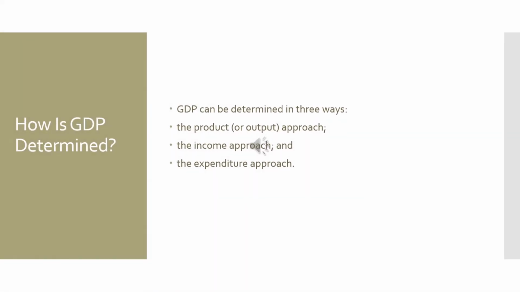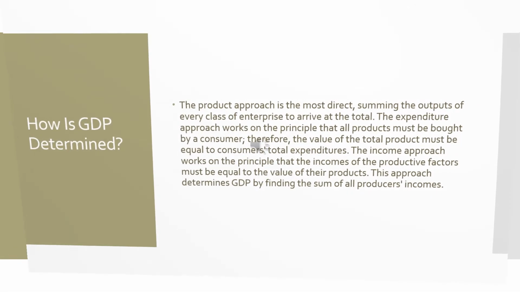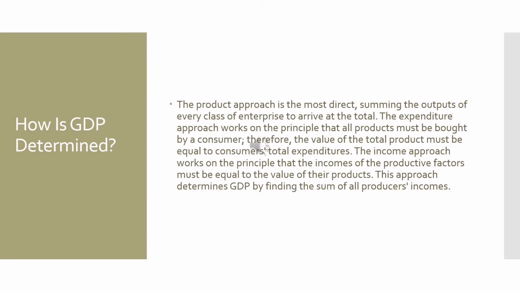How is GDP determined? GDP can be determined in three ways: the product, or output, approach, the income approach, and the expenditure approach. The product approach is the most direct, summing the outputs of every class of enterprise to arrive at the total. The expenditure approach works on the principle that all products must be bought by a consumer, therefore, the value of the total product must be equal to consumers' total expenditures.